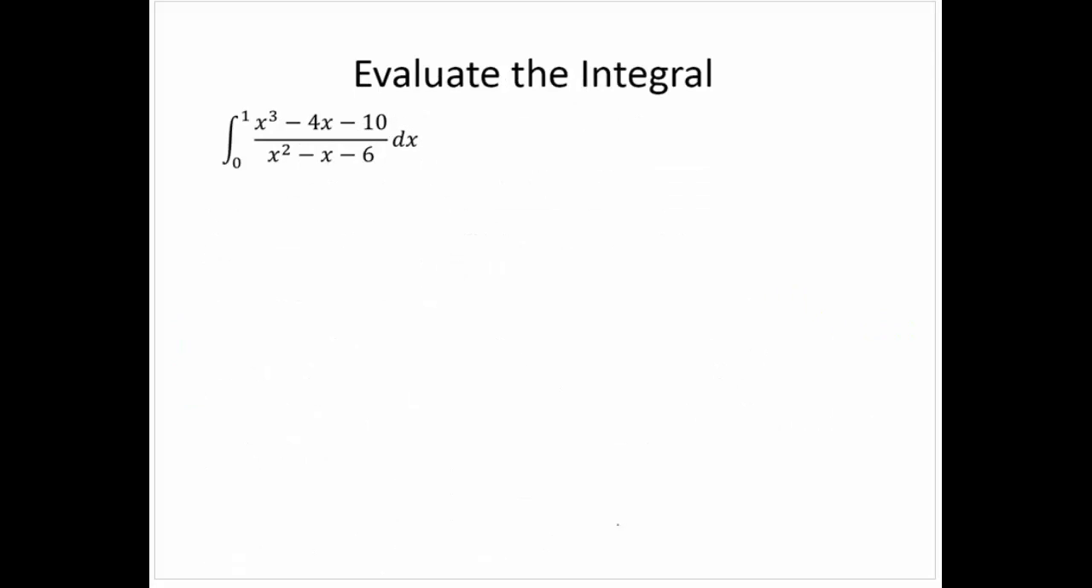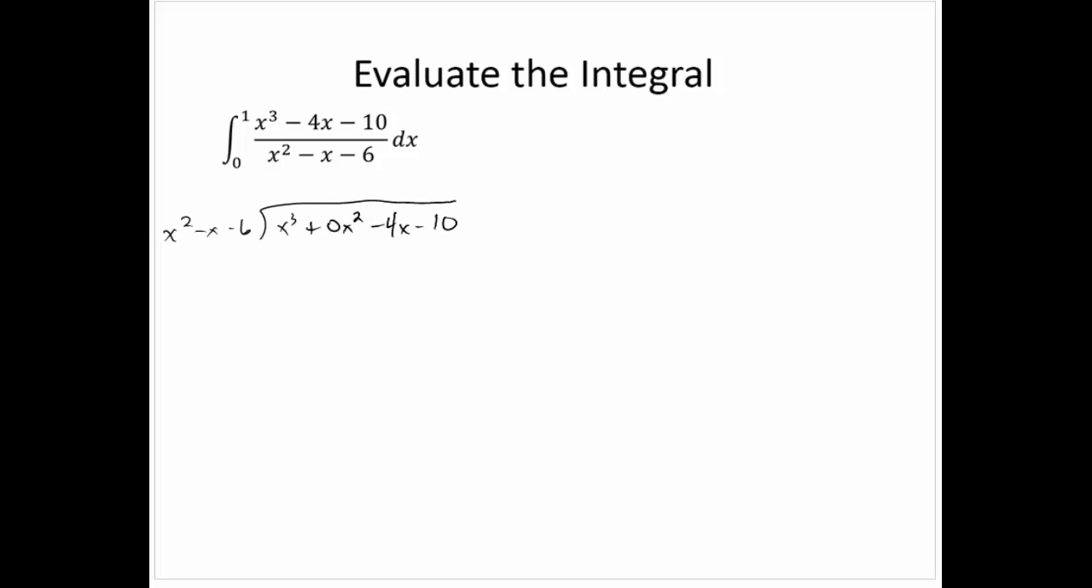All right, so now let's use some of these ideas. Let's consider the integral from 0 to 1 of x cubed minus 4x minus 10 over x squared minus x minus 6. So first, notice that the degree of the numerator is greater than the degree of the denominator. So we're first going to use long division to put this in a different form. All right, so using some long division, x squared minus x minus 6 divides into x cubed minus 4, oh wait a second, there's no x squared term, so I add in a 0x squared, minus 4x minus 10.